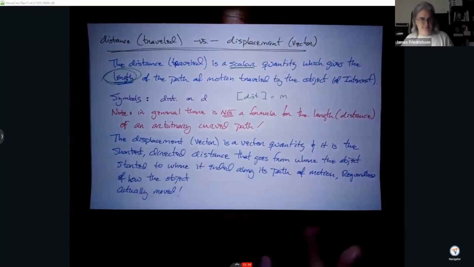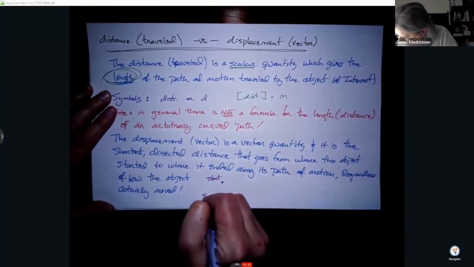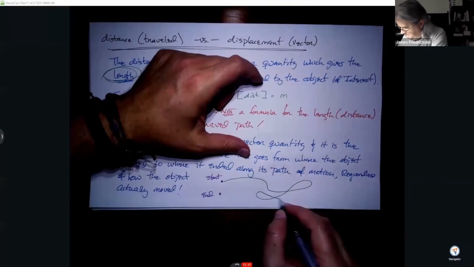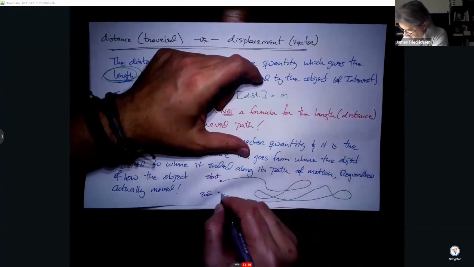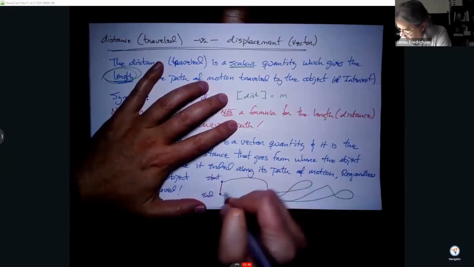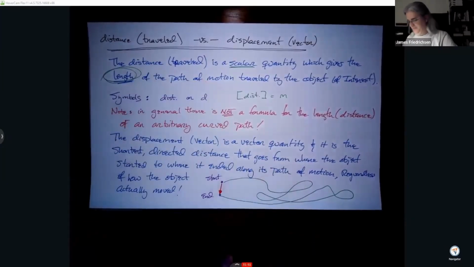Okay, so let's do a little example. We're going to start here. The motion's going to end here. So that's our path of motion. And like I mentioned, there's not really a formula to tell me how long that path is, not a general one. But since the object started here and ended there, you can go, oh, it went this way, and this will be the displacement.